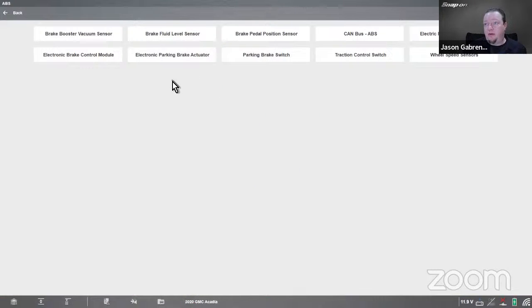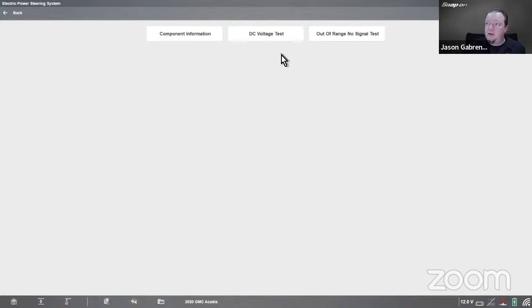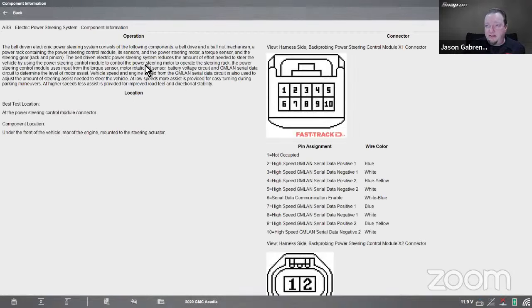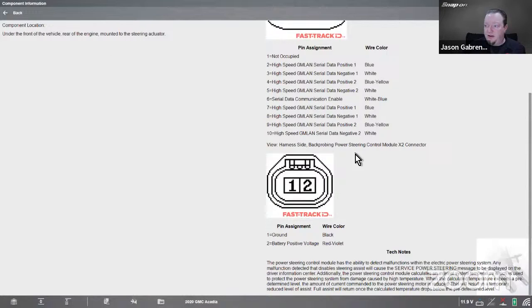As far as guided component tests, vacuum sensor for the brake booster. Some vehicles have that as well. Sometimes you need supplemental vacuum for that. Electronic brake control module, parking brake actuator, parking brake switch. Let's see, electronic power steering, which is considered part of the ABS. Right, so a lot of serial data in there.